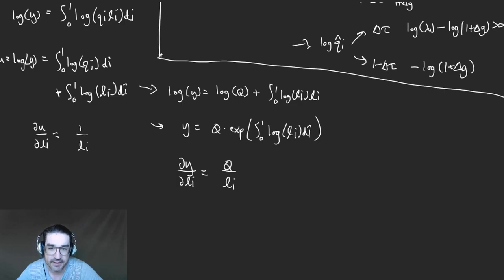Inherently, all these goods are multiplied together. It's like a Cobb-Douglas. They're all kind of multiplied together, except there's a continuum, so it's a little hard to think about, but that's how it works. Okay, so they're all kind of connected. Okay, and that's why you get this effect.